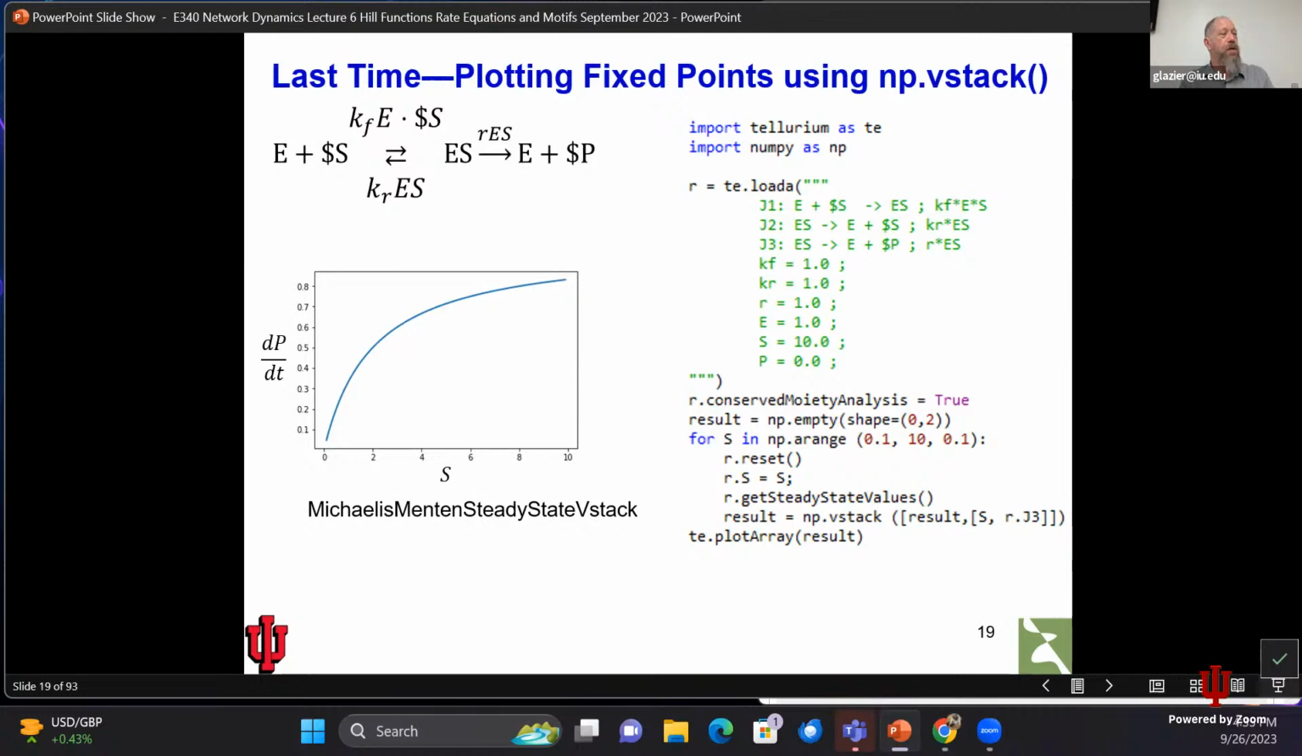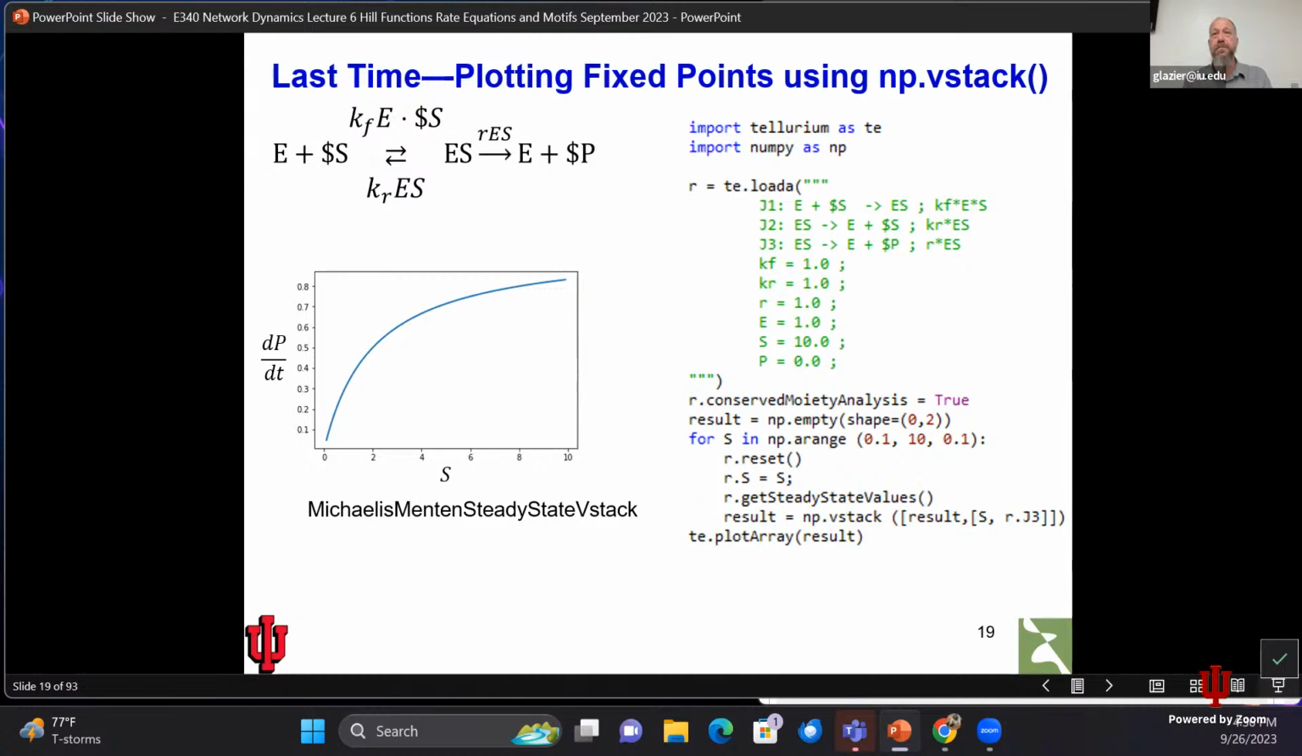And we use that in particular to plot the steady state rate of production of product for an enzymatic reaction as a function of the amount of substrate. Here we specified the enzymatic reaction at the beginning, and then we turned on conserved moiety analysis. We created an empty 2-column array. The first column will be the amount of substrate. The second column will be the steady state rate.